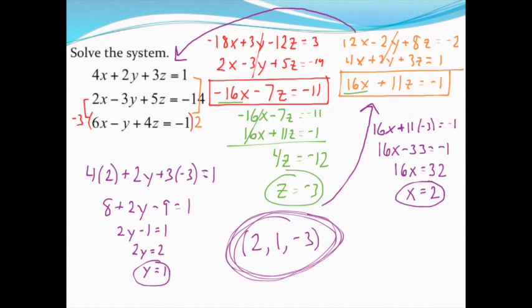So good luck with these problems. I promise you can do them. They're not impossible. I believe in you. I know you can do these. So go solve some systems of 3 equations.